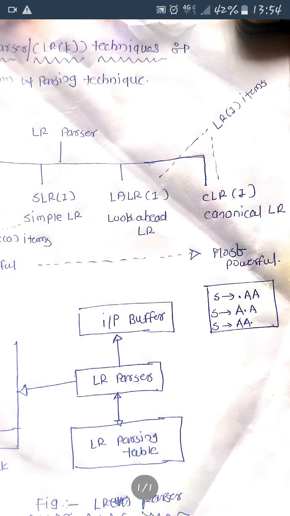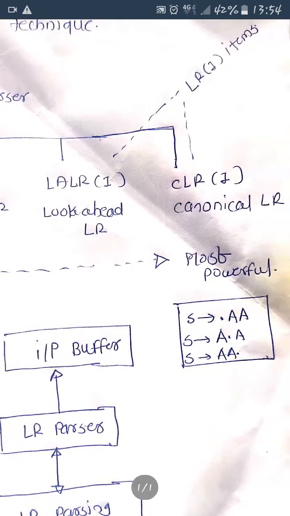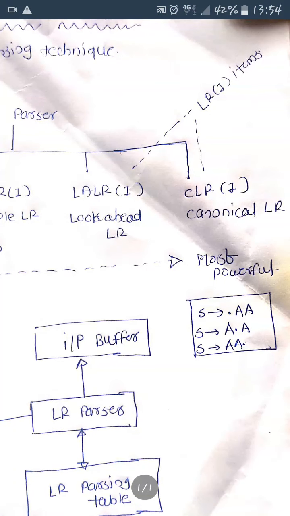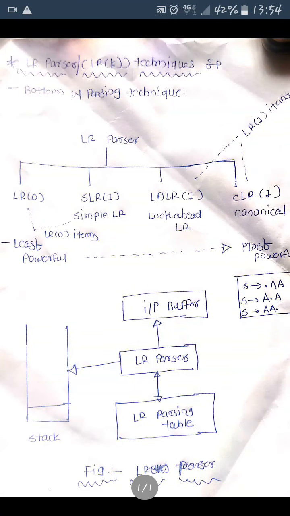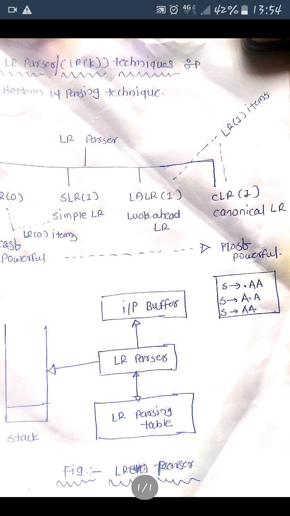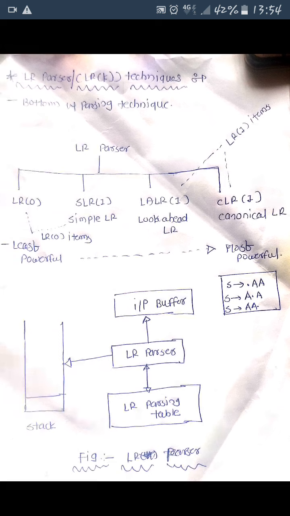Now next one is LALR1. LALR is nothing but look ahead LR. Now next one is CLR. CLR is nothing but CLR technique or CLR1, canonical LR technique. The main difference between these four techniques is that LR0 and SLR1 use LR0 items, and LALR1 and CLR1 use LR1 items. We are going to discuss what LR0 items and LR1 items are in detail.